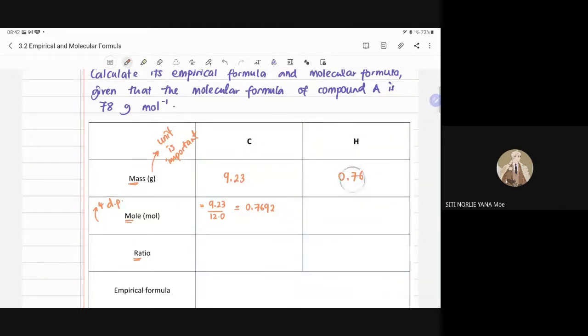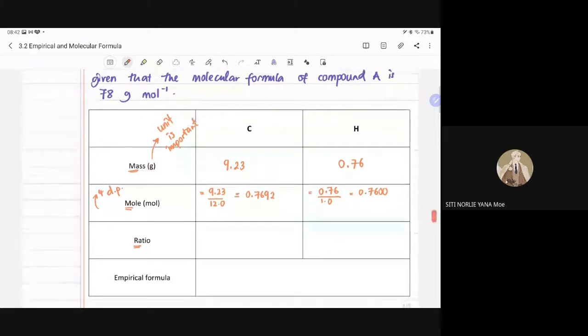Then hydrogen is equal to 0.76 divided by 1.0, which is the molar mass of hydrogen. So we will get 0.76. For this one, if we get only 2 decimal points, no problem. If you want to add zeros at the back, that is also fine, no problem.